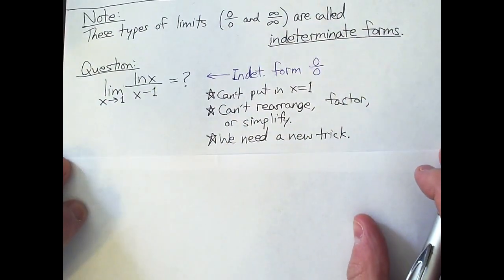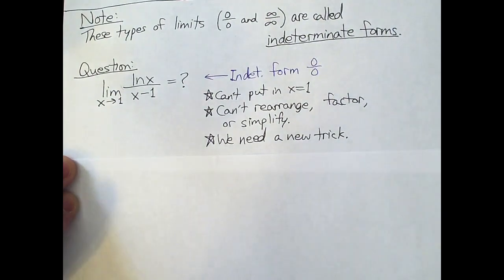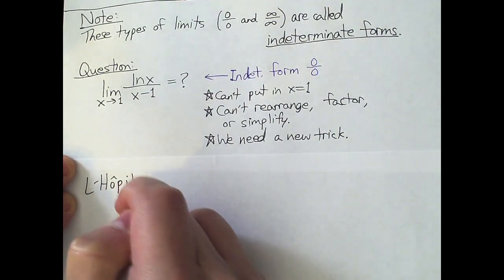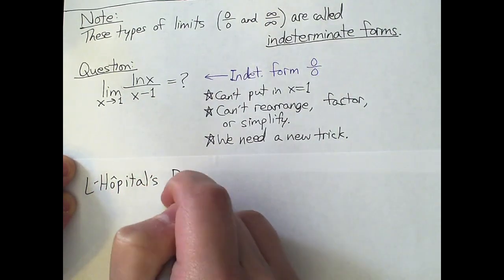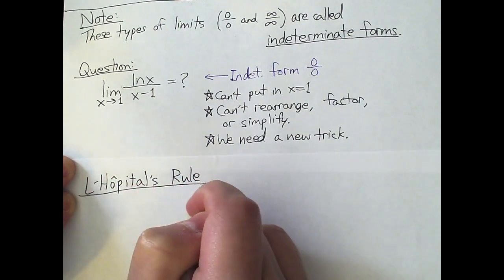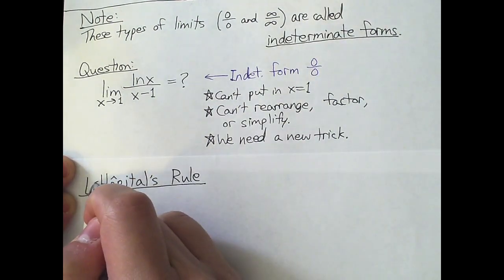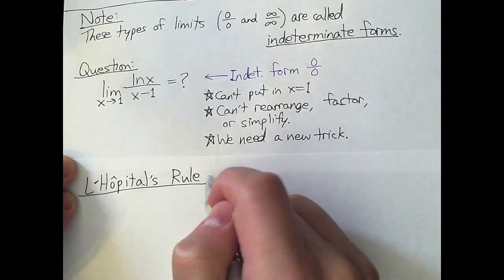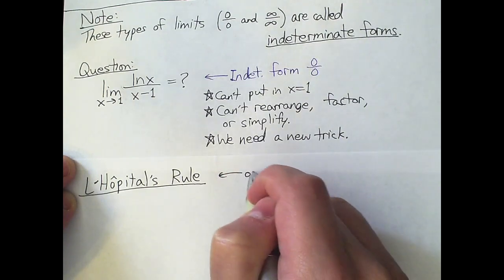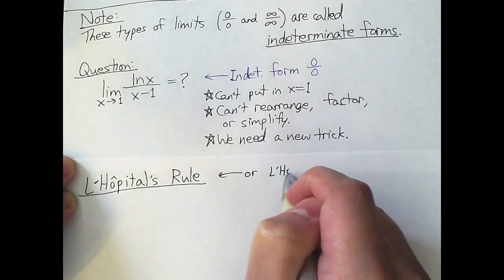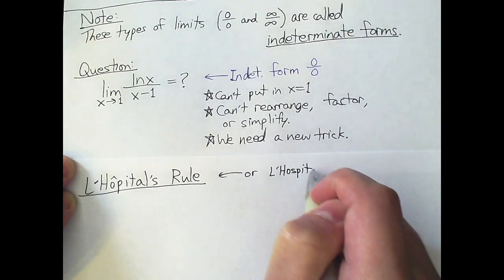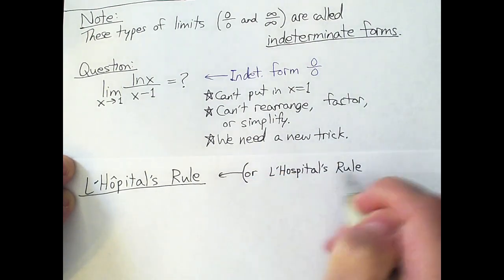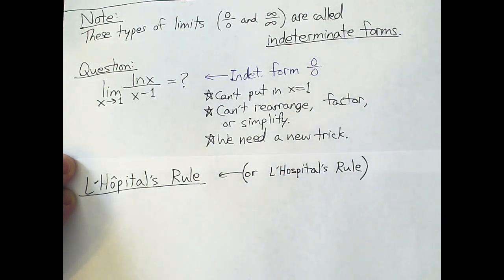So the new trick that's going to help us with some indeterminate form limits is going to be called L'Hopital's rule. This is a French name. It has an apostrophe after the L, and it has an accent over the O. L'Hopital's rule. And I've also seen it written as this. So either one is fine. I'm just telling you in case you see it written in two different ways in a textbook or the internet or whatever.